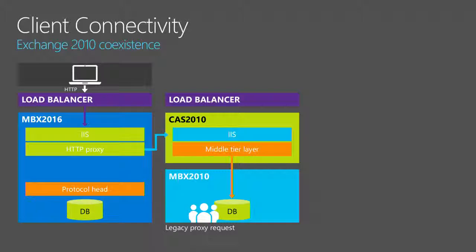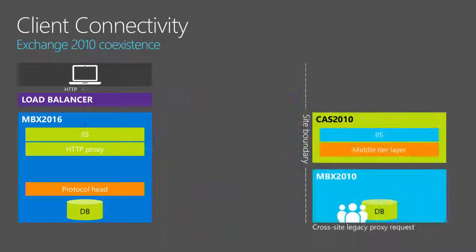If the CAS components are on that same server, that's going to be a local RPC communication, so it's going to be very fast. Now, if we're in another site, same thing. It doesn't matter, we're just going across another site. In this case, it's a non-internet facing site. There's no external URL, there's no load balancer, so we're doing a cross-site proxy request, not a cross-site redirect. And again, the same thing. 2016 is simply going to find where that mailbox database is located, found it over here, and it's going to proxy that request over to that server.